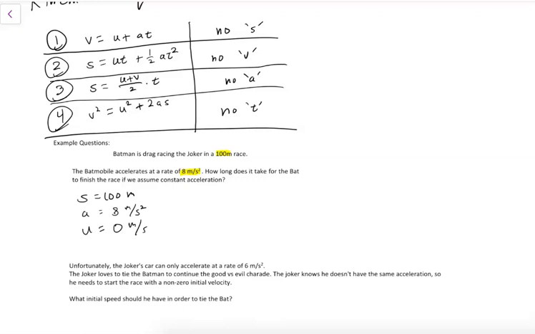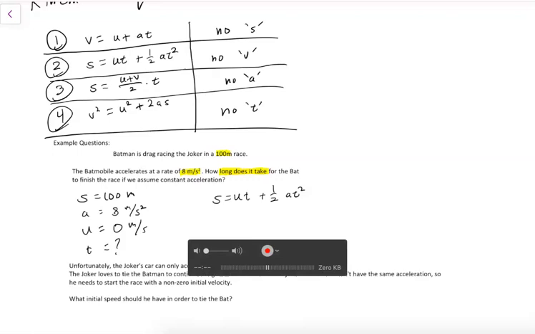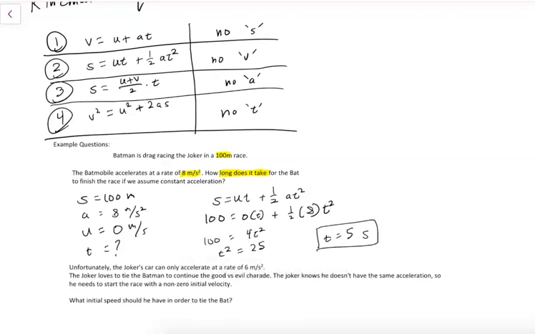and you try to identify what do I need? Which equation can I use? And you also need to know what you're trying to solve for, right? So how long does it take? So we do need a time. So we have S, A, U, and T. We do not have the final velocity. So I think I'm going to go with equation number 2. Go ahead and pause and solve this, and I'll have it written out in a second.